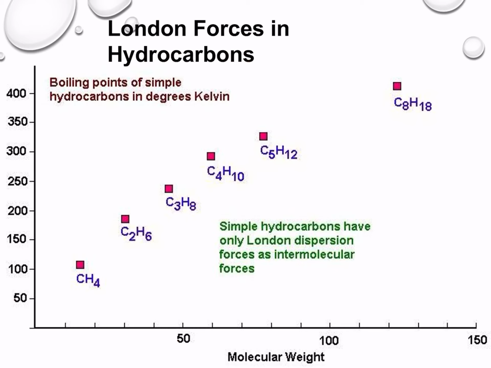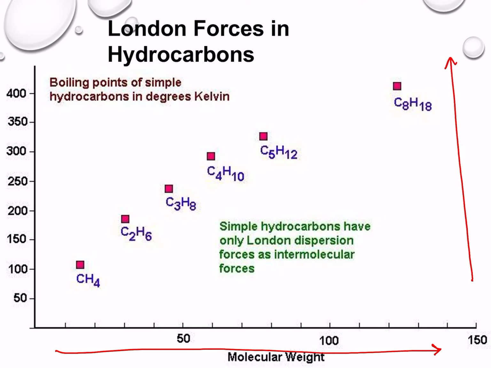So these are different compounds with carbon and hydrogen. As we go this way, their molar mass is getting larger, and you can see that as their molar mass gets larger, their boiling point gets higher and higher and higher. So again, it's corresponding to stronger London dispersion forces.